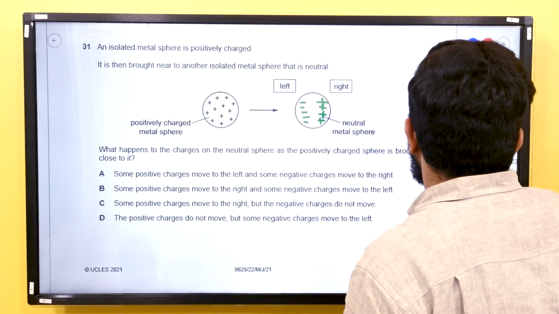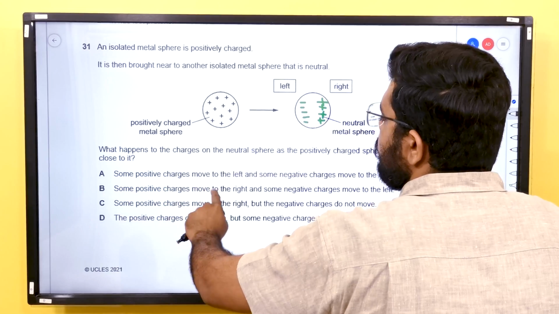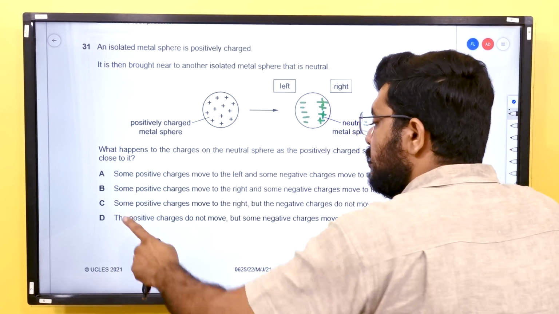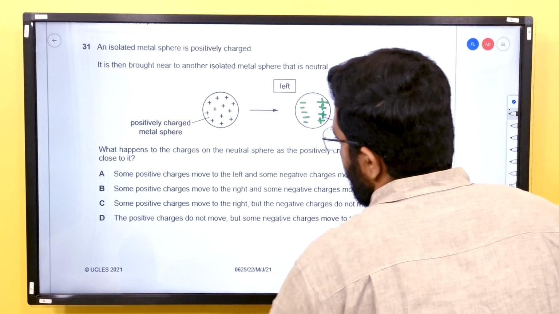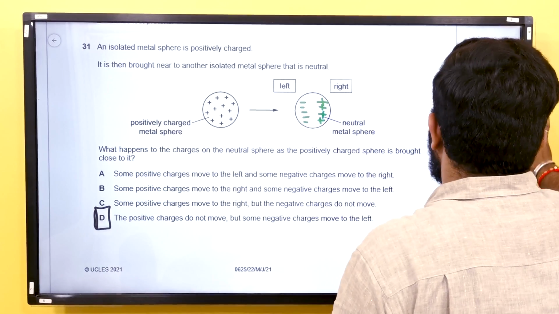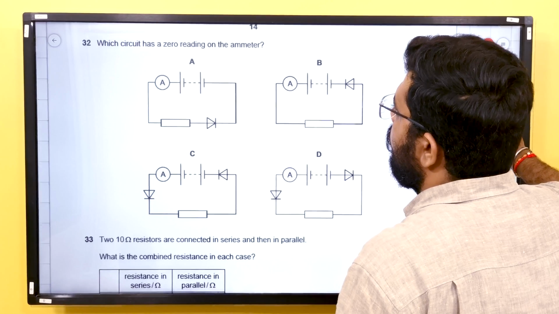Okay, let us find our option. Some positive charges move? No. Positive charges do not move, but some negative charges move to the left. So your correct answer is option D.